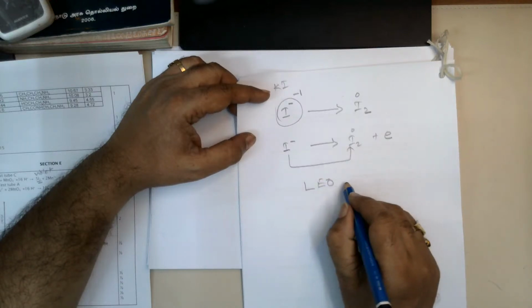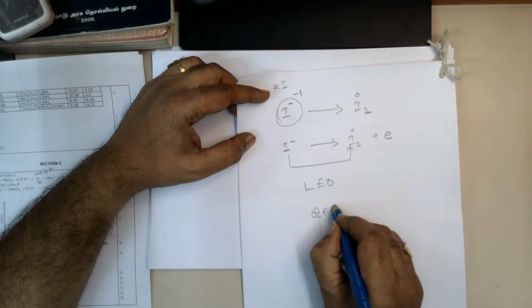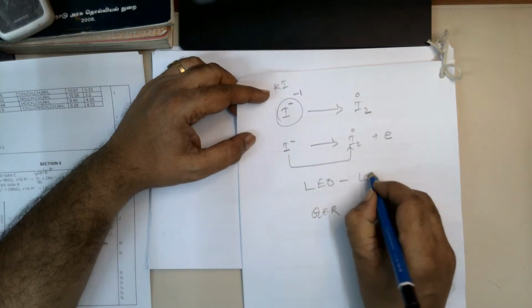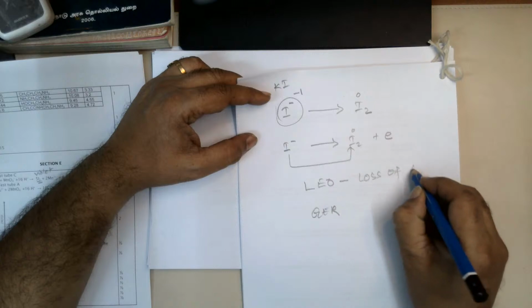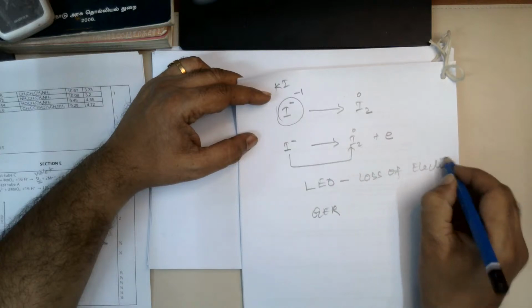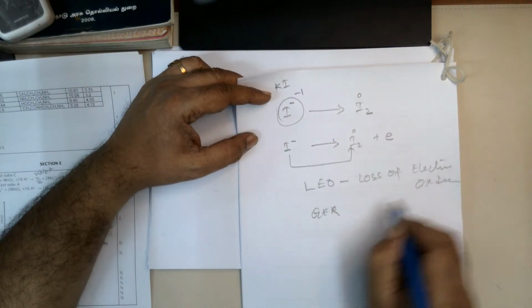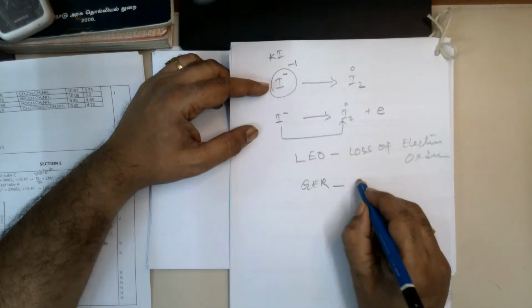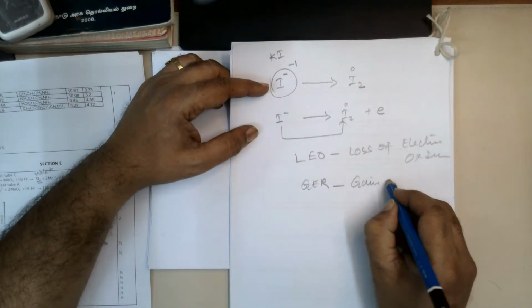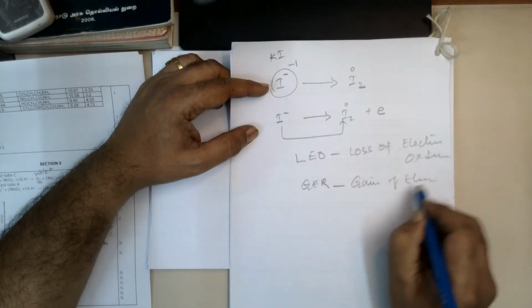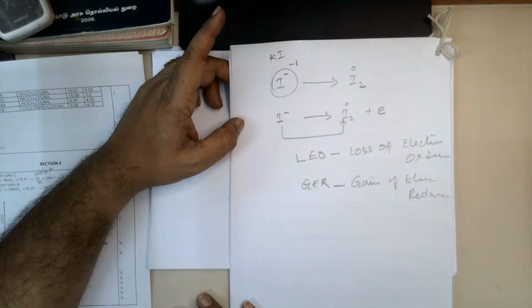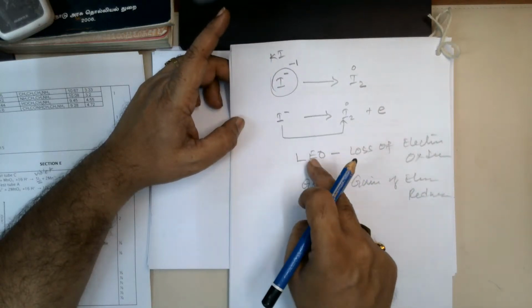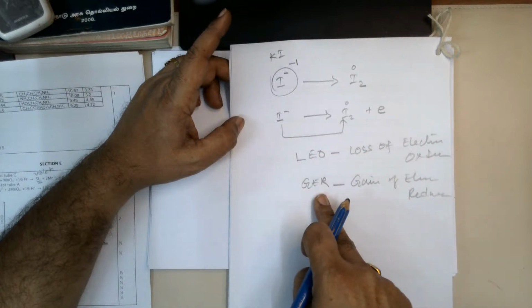LEO GER. Got it? LEO means loss of electron, it's a simple way to memorize all these things. So loss of electron is oxidation. GER means gain of electron is reduction. Are you able to follow? So loss of electron is oxidation, gain of electron is reduction.